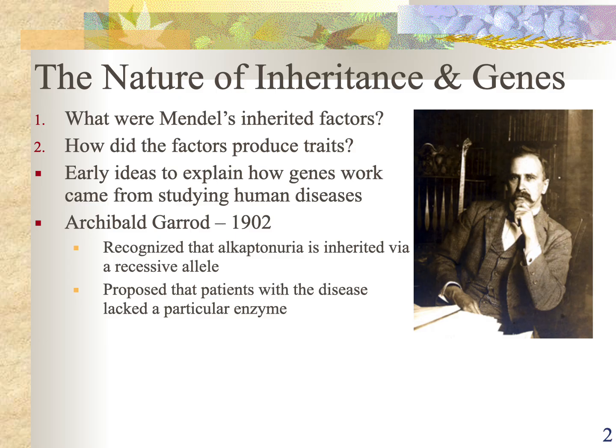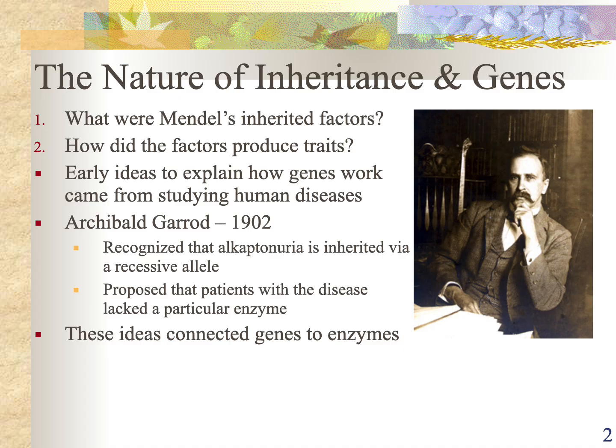These people's urine was black because there was an amino acid that they couldn't break down. And so when they excreted it, their urine was black. He found that these people were missing a particular enzyme. That connected Mendel's inherited factors to enzymes, and enzymes were proteins. So we knew the inherited factor results in the production of a protein.